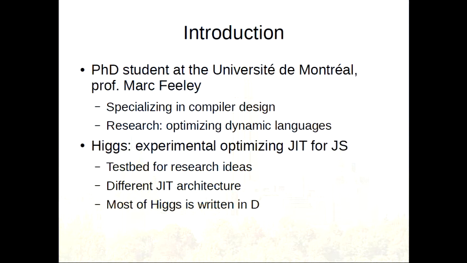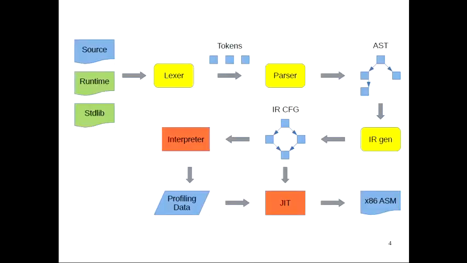And when I was here last year, I spoke a little bit about the architecture of Higgs, which at the time had a pretty typical pipeline architecture, where the source code gets parsed, and then we get an AST, we generate an intermediate representation, then there was an interpreter, the interpreter generates profiling data, and then there's a second level of optimization where code gets JIT compiled into x86 machine code. So the architecture has changed quite a bit since.